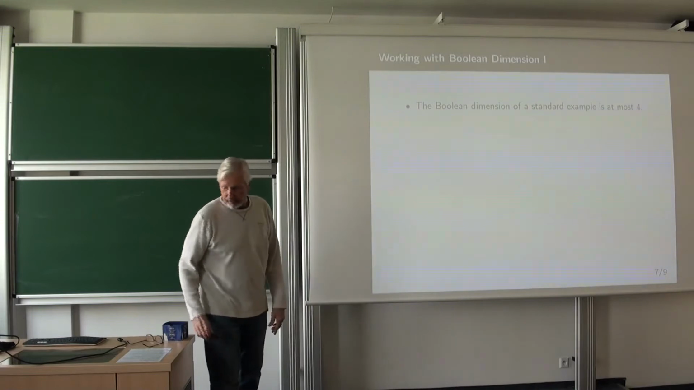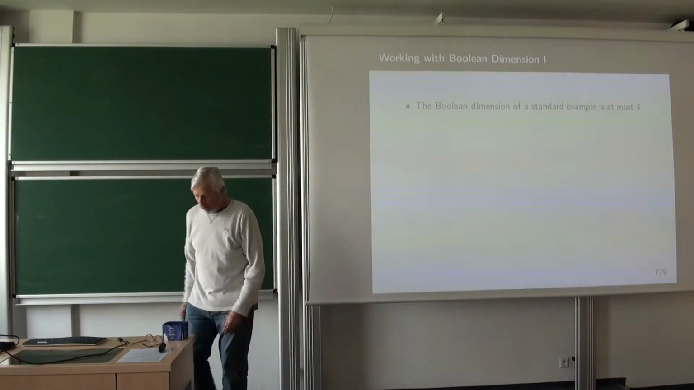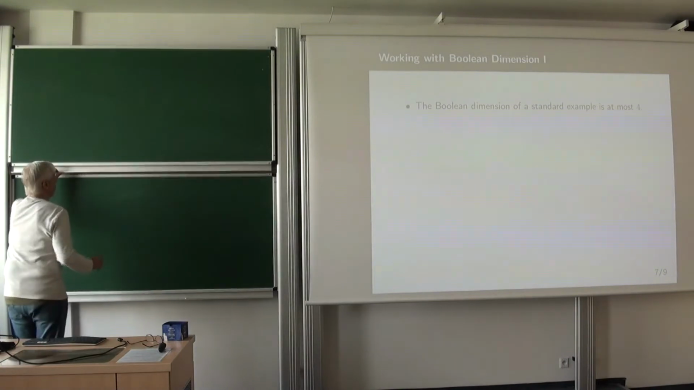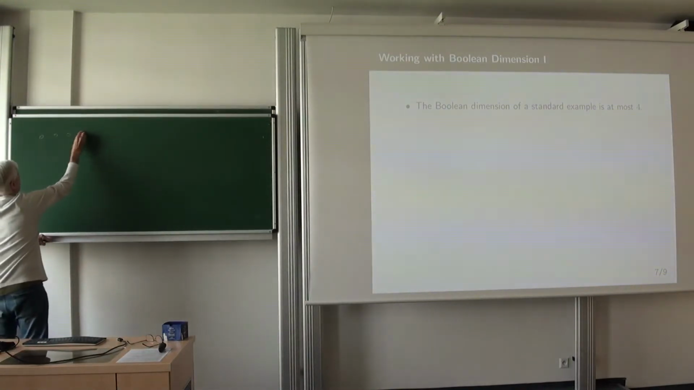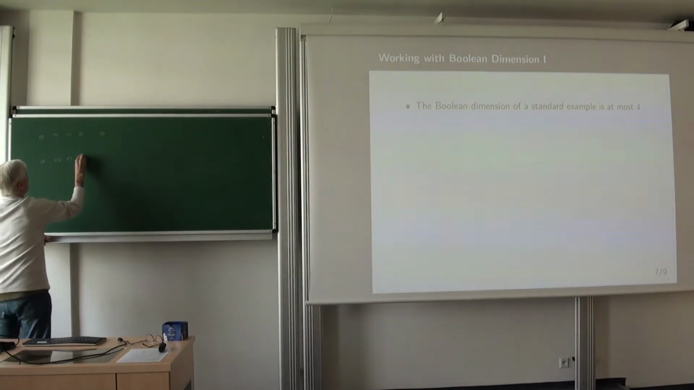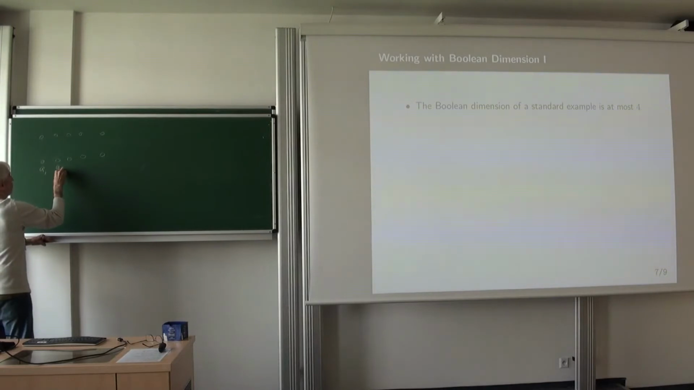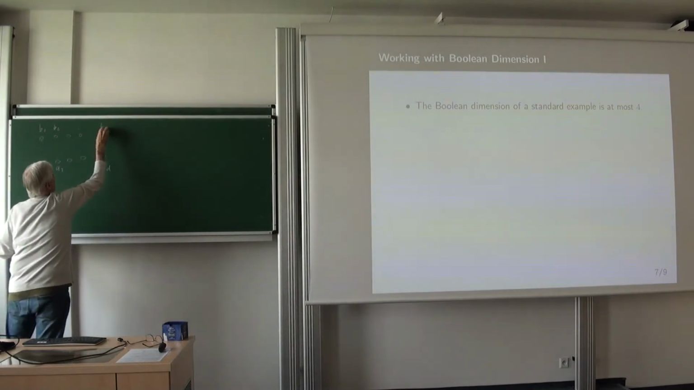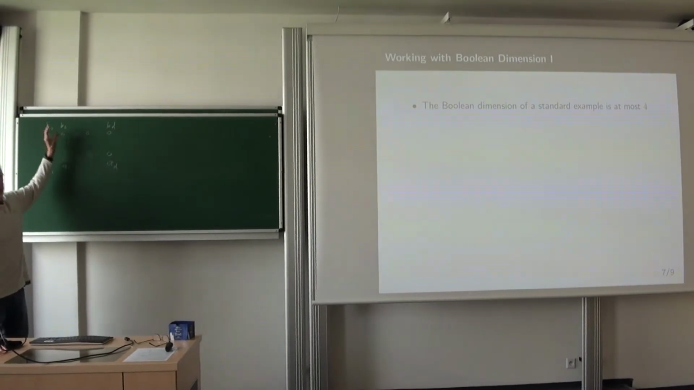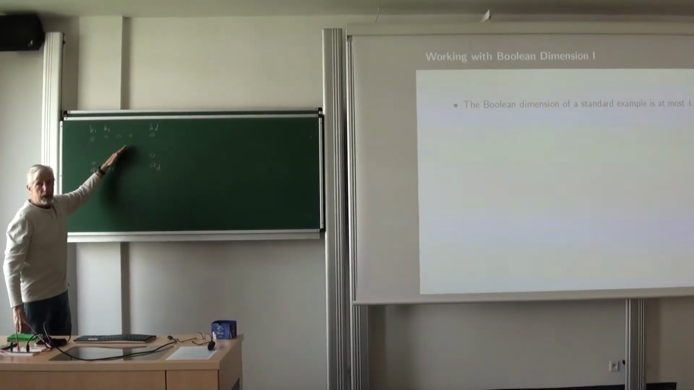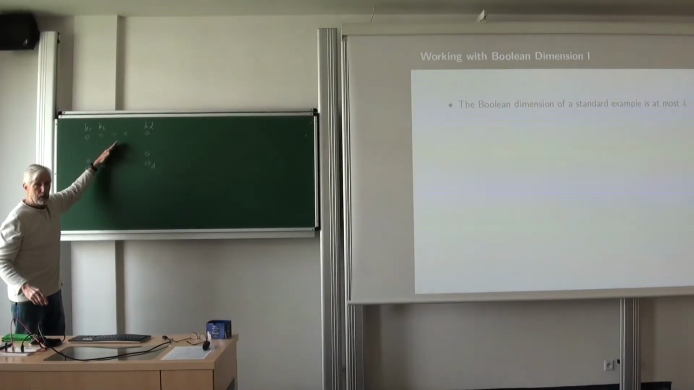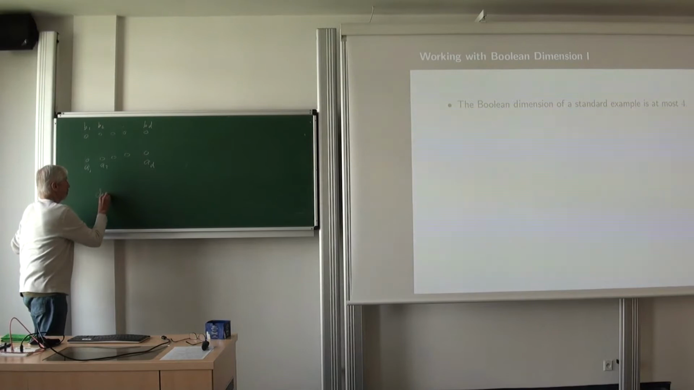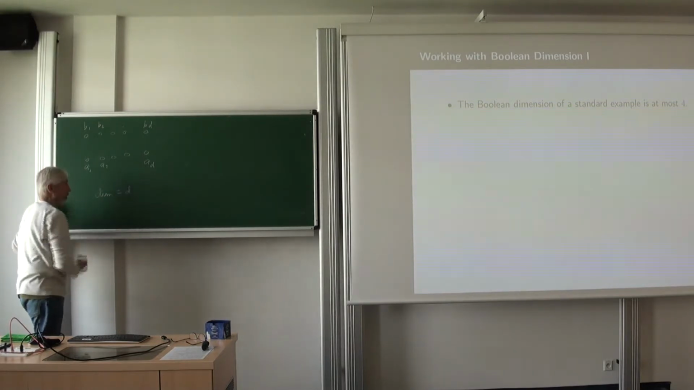All right, so now let's begin to get our hands dirty and actually find the Boolean dimension of some objects. So in this course, you've learned about the standard example. D elements on bottom, D elements on top, and your comparabilities are complete bipartite but minus the matching. So A_i is incomparable with B_i. And the ordinary dimension of this is D for all D greater than or equal to 2.